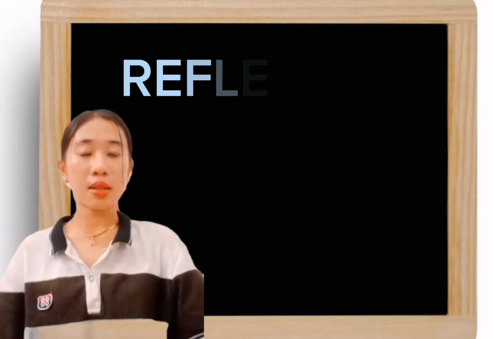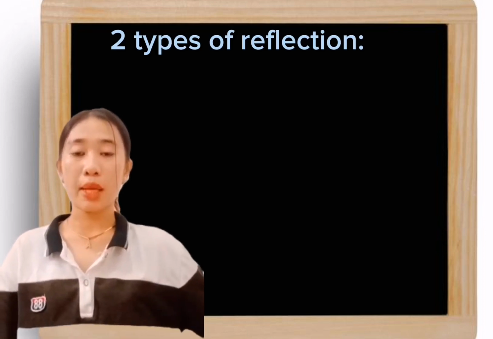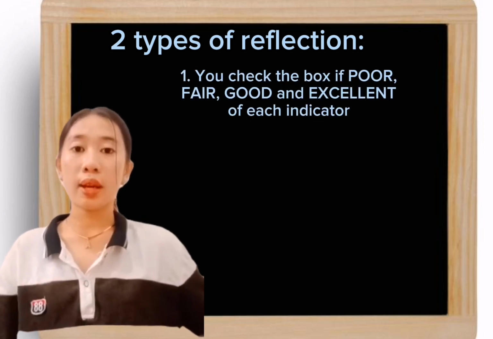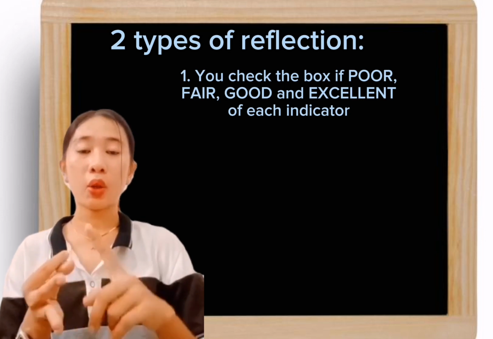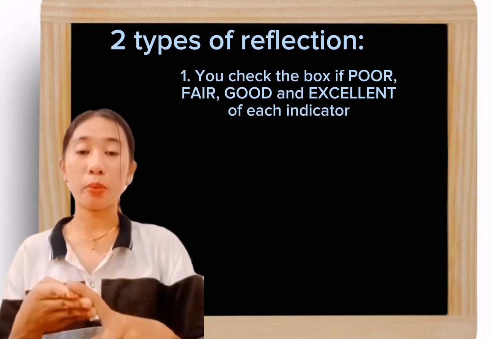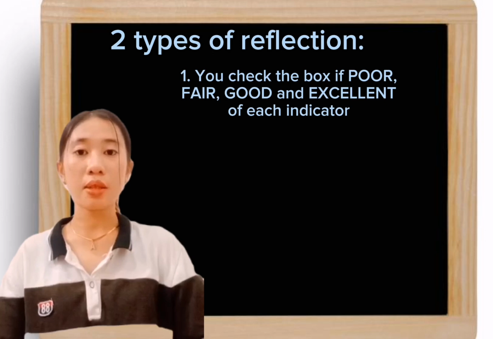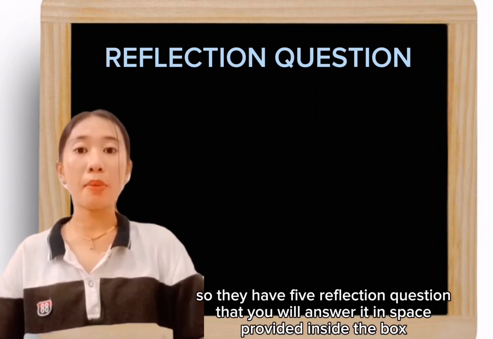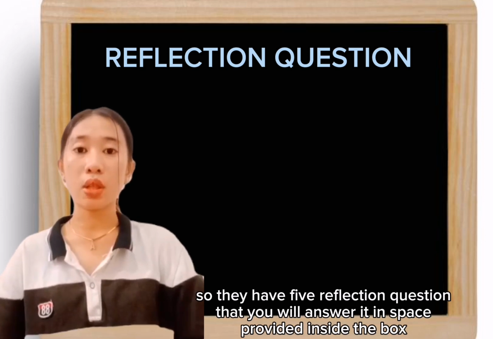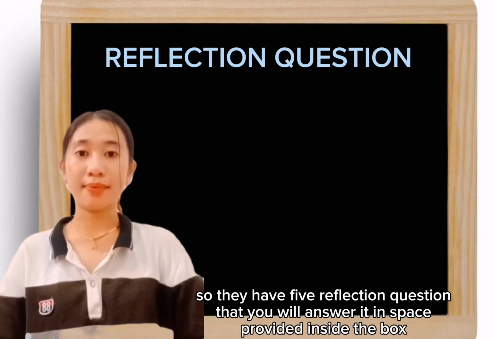So next is reflection. There are also two types of reflection. First, you will check the box if poor, fair, good, or excellent for each indicator. There are three indicators in the first reflection. So next is the reflection questions. There are 5 reflection questions that you will answer in the space provided inside the box.